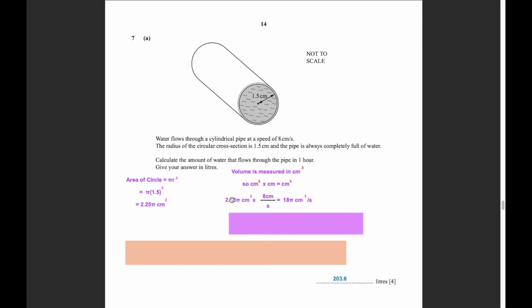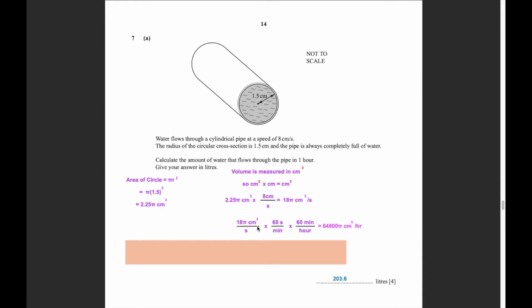So we're going to take the area of 2.25 pi centimeters squared times 8 centimeters per second. So that will give us 18 pi centimeters cubed per second. Now we know how to find the volume of a cylinder, and that is the area of the base times the height. We don't have the height, so this is the method that we have to use. So we move on.